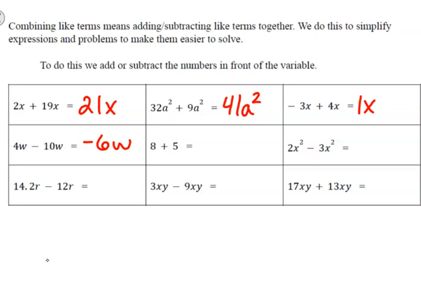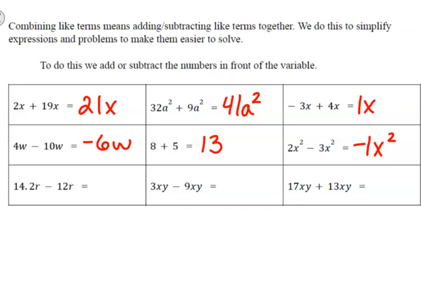So hopefully you had hit pause and you have already done the 5 questions. I'm going to go through the answers now. So if I simply have 8 plus 5, that's 13. If there are no letters, don't add any. 2x squared minus 3x squared is a negative 1x squared, or just a negative x squared. That's fine.